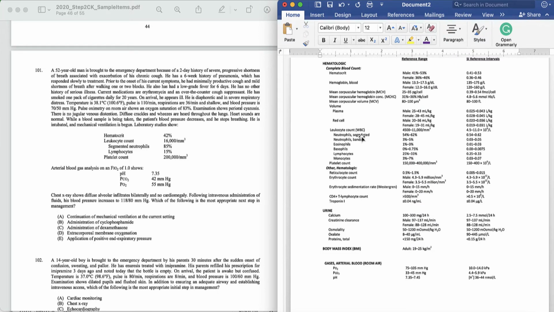Okay, today we're going to quickly go over how to approach Step 2 CK questions. So let's start off with this question right here. It's a pretty good size for a question. I find this kind of question pretty common.